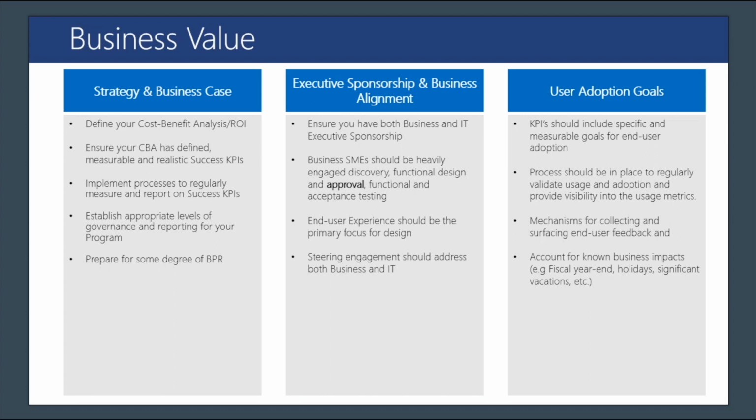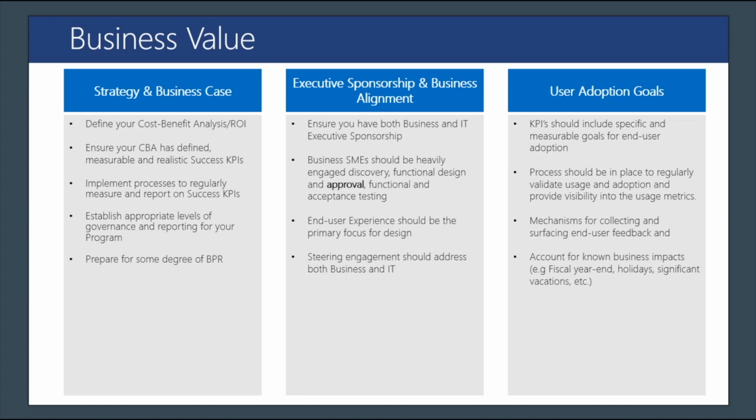You want to make sure that your business subject matter experts are heavily engaged from discovery, functional design, and approval, and functional and acceptance testing. And I bold the word approval here because this is key. You want to make sure that your business users or your subject matter experts, your stakeholders, are agreeing with the functionality that you're planning to deliver and that they accept that and they approve it. That way you're able to equitably balance as you move forward that type of usability to the user community, and there's much more buy-in and engagement when you have those things.